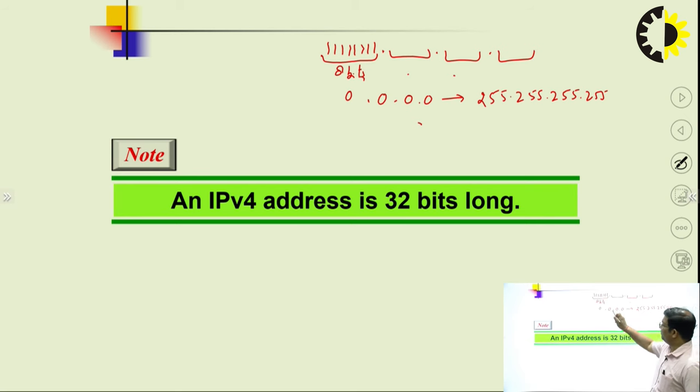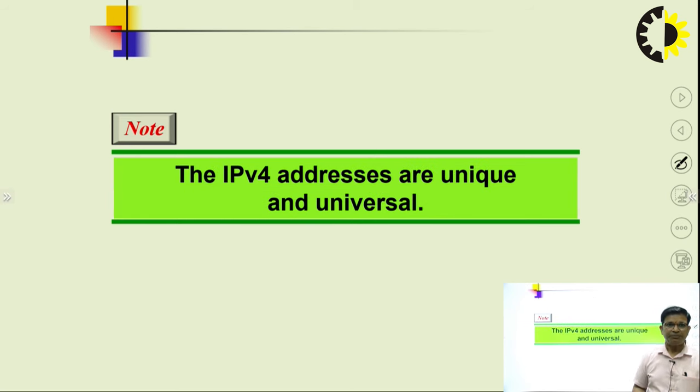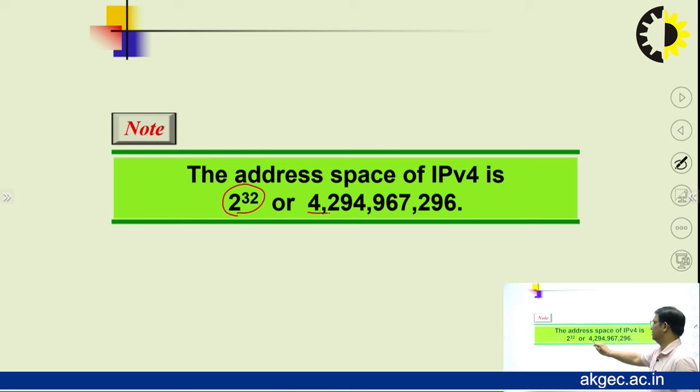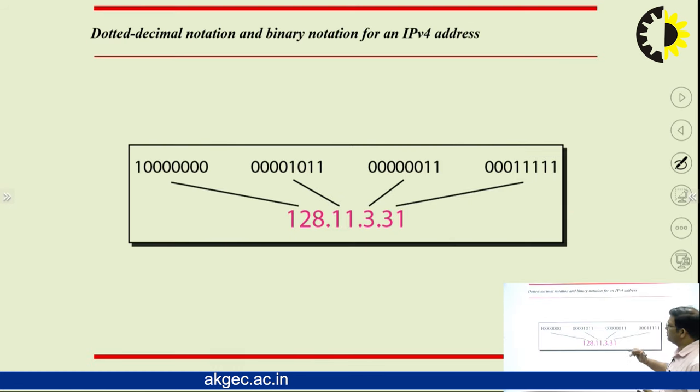If we talk about the complete range, it is very tedious to understand, so we divide the complete IP address sequence into different classes. These IP addresses are unique and universal. The address space of IPv4 is how many nodes can be connected in a network. There are 32 bits, so we can say 2 to the power 32 hosts, or computers, can be connected through IPv4. So a huge number of servers and computers can be connected in a network.